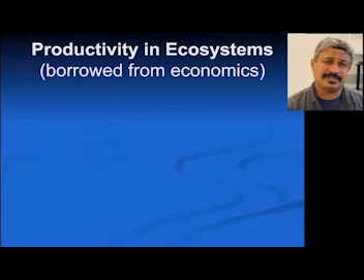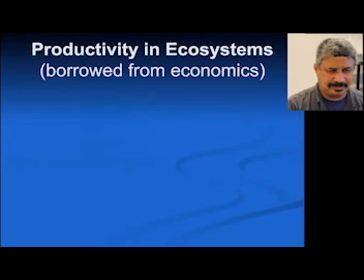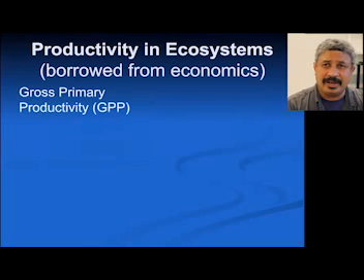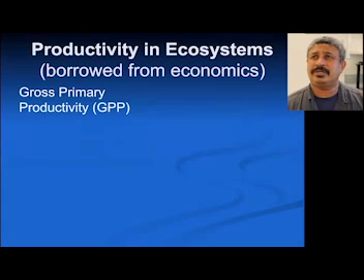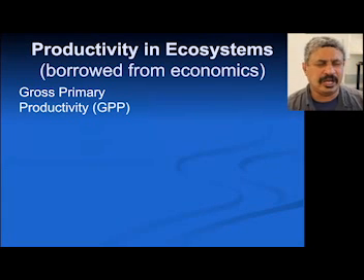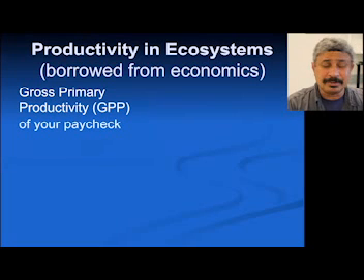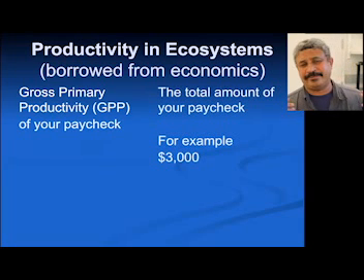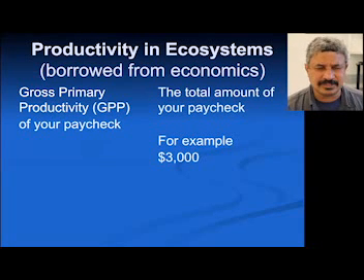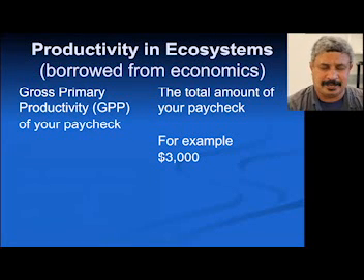Now, much of this was actually borrowed from economics. So in economics, we have something called a gross primary productivity. This is usually considered used for the country or a corporation, a company. But for this example, I'm going to use a paycheck, something simple. And this is, in terms of your paycheck, total amount of your paycheck. For example, in terms of your earning, you're earning $3,000 a month. That's what's on your paycheck, your gross pay.